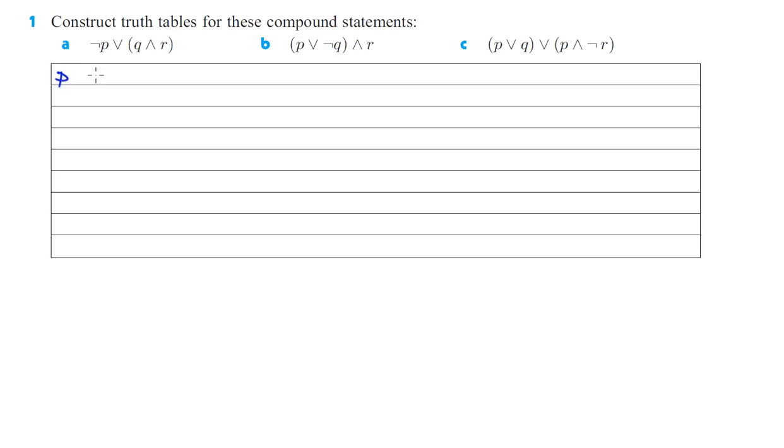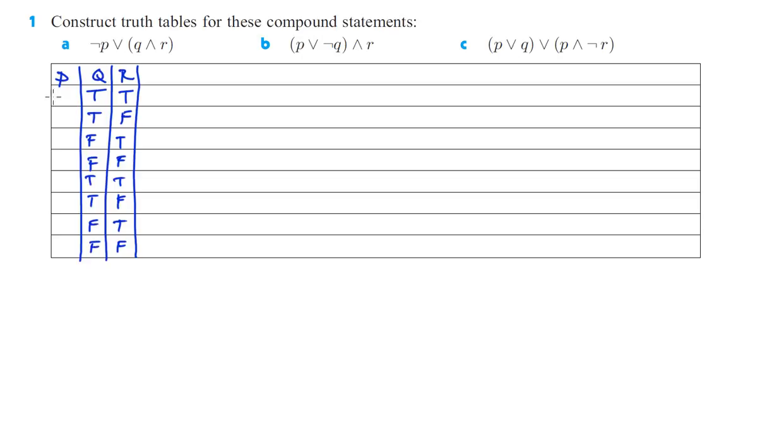Let's go P is here, Q, and R. All right, so that's the first thing we want to start with. We always want to start with the last one and start with trues and falses alternating. So true, false, true, false, true, false, true, and false. And then the next one back, we're going to double those. So we'll do two trues, two falses, two trues, two falses.